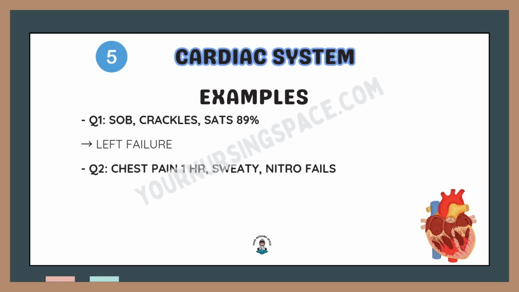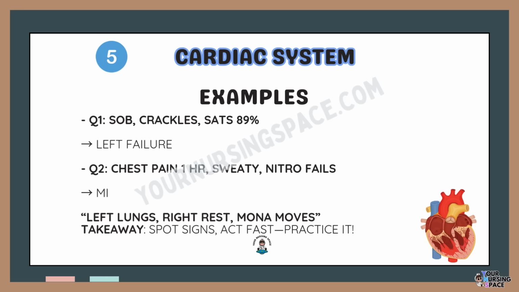Now, consider another patient with chest pain for an hour, sweating profusely, and no relief from nitroglycerin. Is this CAD or MI? It's an MI because the duration and severity of symptoms indicate a full-blown heart attack rather than chronic artery narrowing. With these distinctions clear, you're well-equipped to tackle cardiac topics on your exam.